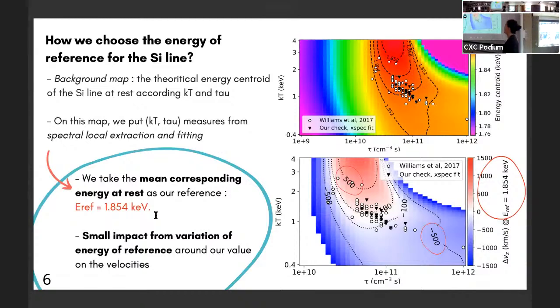And for the question of the energy of reference, I created a map with the theoretical position of the energy at rest, the centroid energy at rest of the silicon line, according to the temperature and ionization rate. And on this, the little points are some measurements of temperature and ionization rate that we obtained with fitting in a local zone. And we can see that the corresponding centroid energies are all in the same zone. So we take the mean and we use it as reference. And we can also find that there is a small impact from the variation of the energy of reference. So for now, we use this hypothesis. So that was for the line of sight.